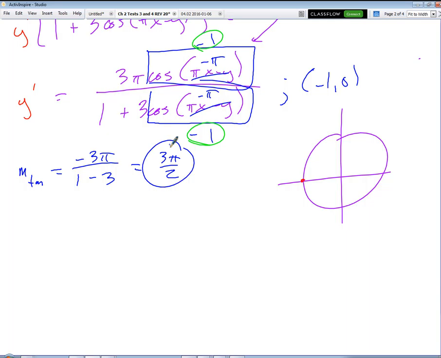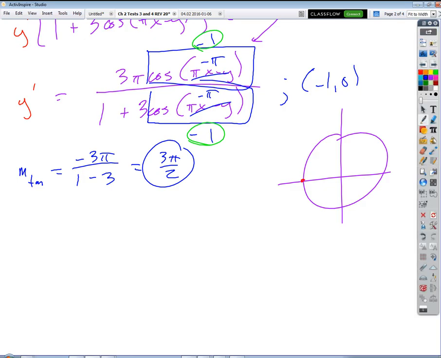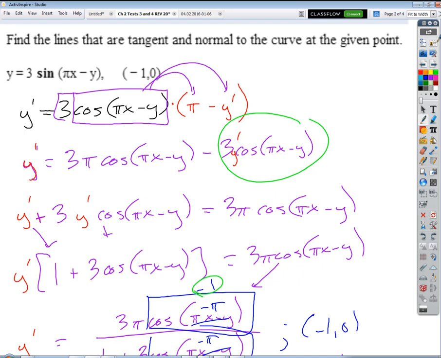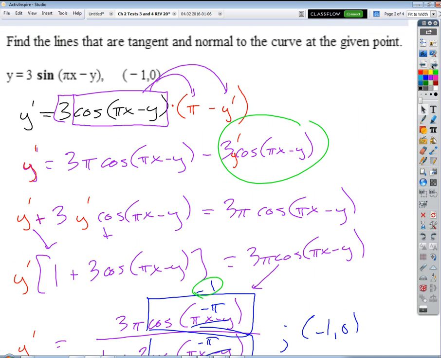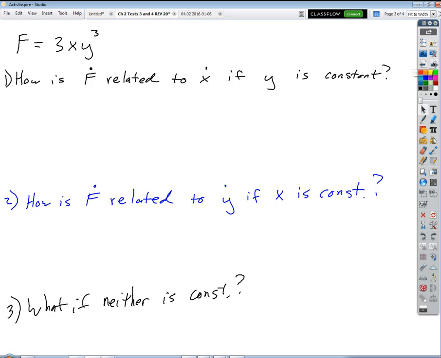So should we find the normal now? Well, that's just the slope of the tangent line. To find the tangent line, if I've got the slope, all I'd have to do is plug in -1 for x and 0 for y to solve for b, right? And then for the normal line, the slope would just be -2 over 3 pi, same drill. You guys can do that. That's no big deal.